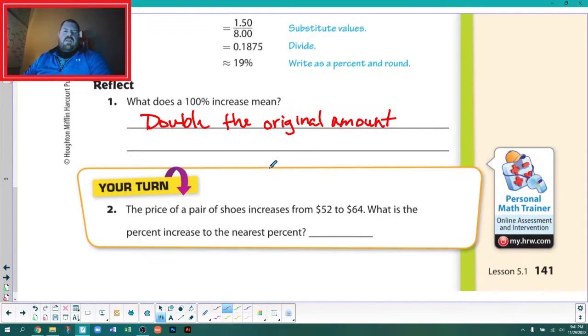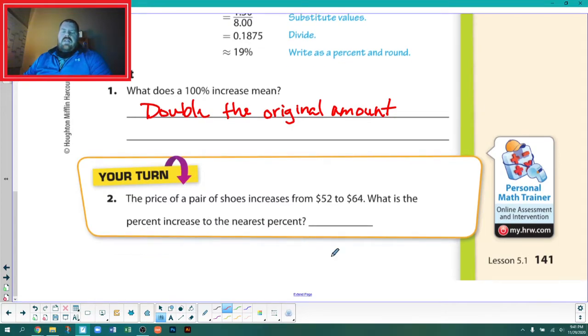The price of a pair of shoes increases from $50 to $64. What is the percent increase to the nearest percent? As I stated before, you will want to use a calculator on these. I'm not testing whether or not you can divide numbers, and for that matter, I'm not testing whether you can subtract either. But we want to look for our amount of change first. So we'll take our 64 and subtract 52, and we should get 12.